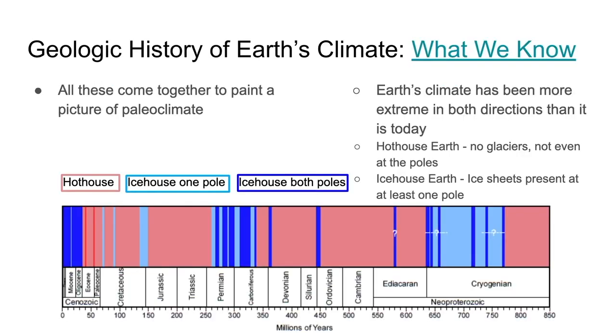If we put all these together, we can paint a picture of our paleoclimate. Earth's climate has been more extreme in both directions than it is today. There have been times when we have been in hothouse Earth, where there have been no glaciers present, not even at the poles, and there have been times, like now, where we are in icehouse Earth, where we have ice sheets present at at least one of the poles.